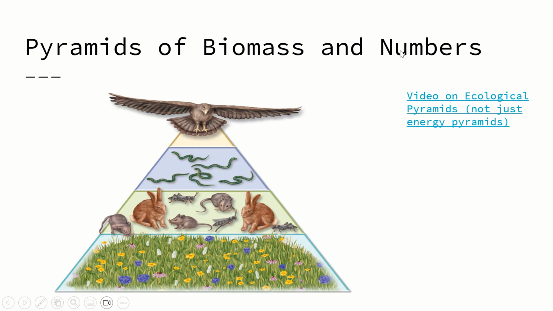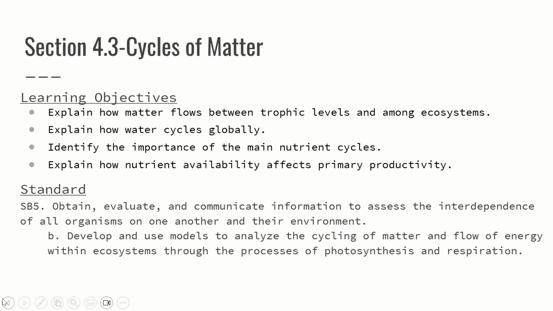There are some exceptions to that with things like aquatic ecosystems where, in terms of numbers, you might have a very large whale and there's only one, but it's a large amount of biomass and a large amount of energy within that organism. So they can vary a little bit. Again, there's another link here for another resource if you need it. Okay, and that ends that section.